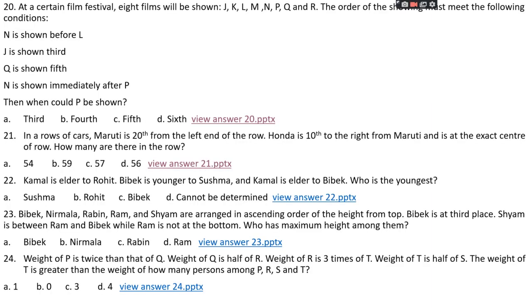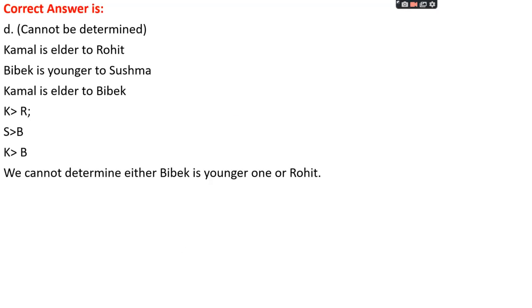Question number 22. Kamal is elder to Rohit. Vivek is younger to Sushma. And Kamal is elder to Vivek. Who is the youngest? Option A, Sushma. Option B, Rohit. Option C, Vivek. Or option D, cannot be determined. Let's see the answer. The right answer is D, that is cannot be determined.